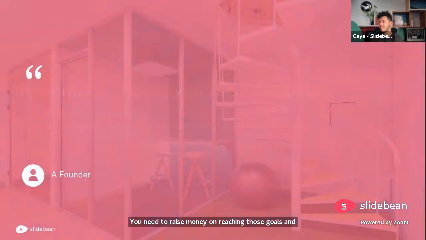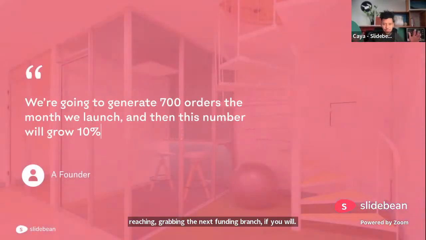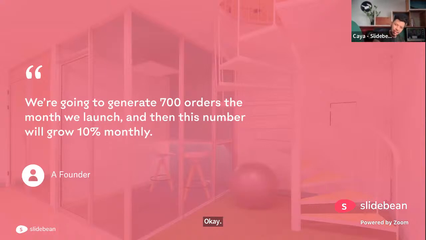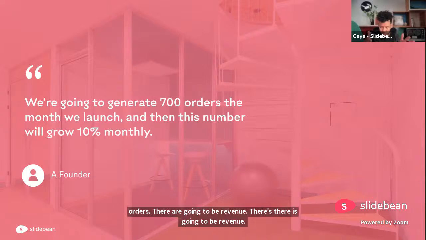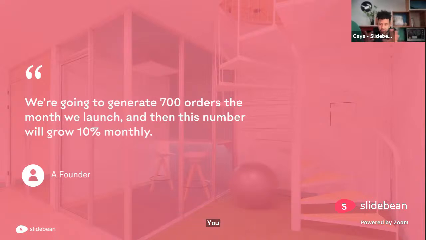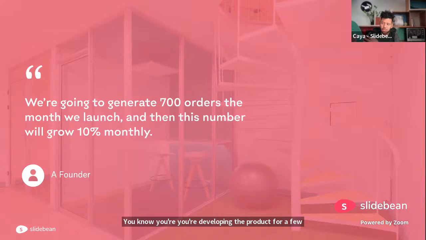So again, when you're doing pre-seed, you're going from pre-seed to seed, and that means that there are going to be orders, there is going to be revenue. You're developing the product for a few months, you launch it, and that pre-seed money will still fund some of your product launch. So you have to run some budgeting, right, on how quickly you're going to grow. You have to get to that milestone of $25,000 to $30,000 in MRR if you're a SaaS business to raise a seed round. So you have to budget how long that's going to take after you launch.